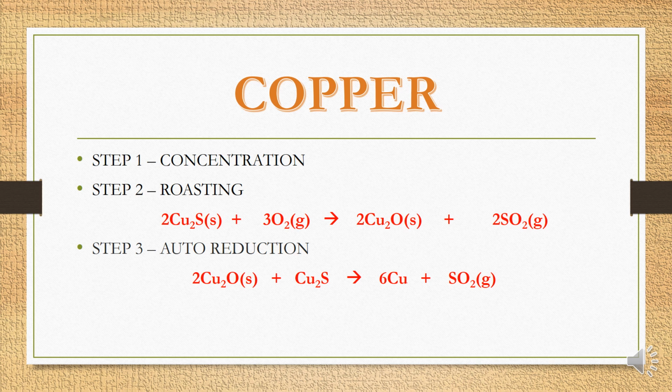Generally, if you hear children, after this reaction we get copper which is also called blister copper. Why? Because on the surface of the copper there are small blisters which occur because of the escaping of sulfur dioxide. Okay, children, this is all about the extraction of copper and mercury. Hope you understand.